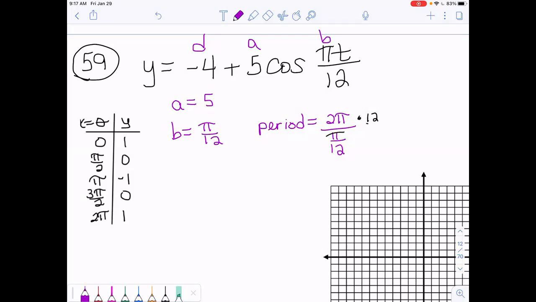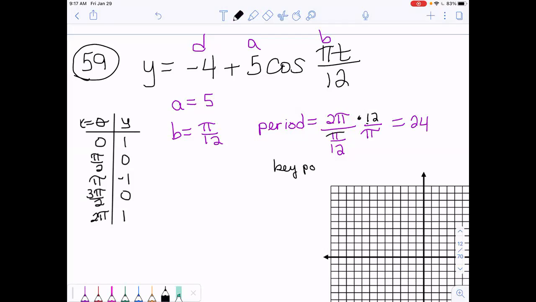So that should be 12 over pi, multiplying by the reciprocal. So Jeremy, what does that make our period? 24. That's a pretty big period. So our period is 24. This is a huge stretch of the graph.